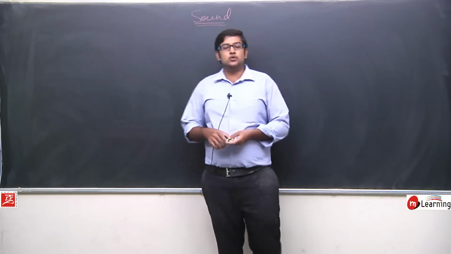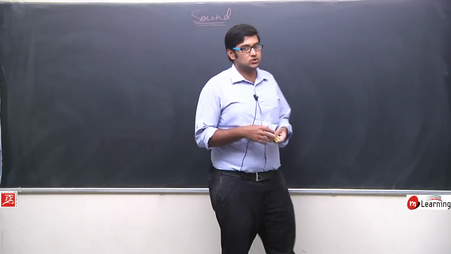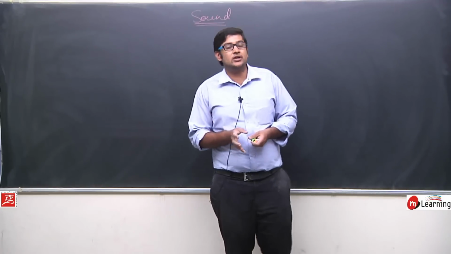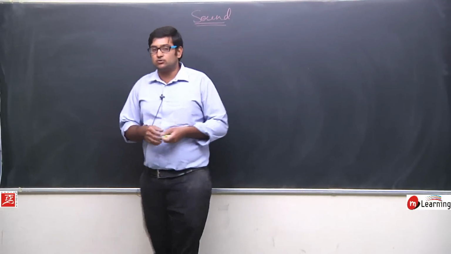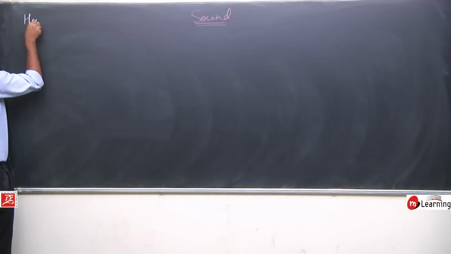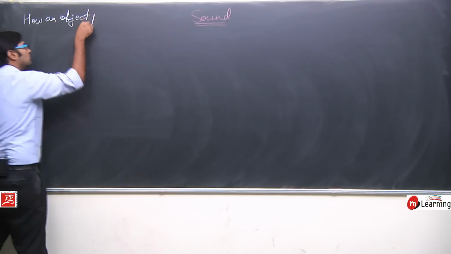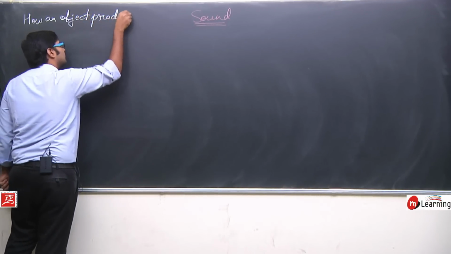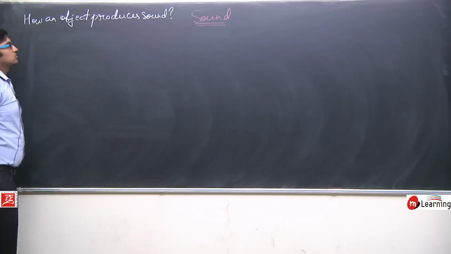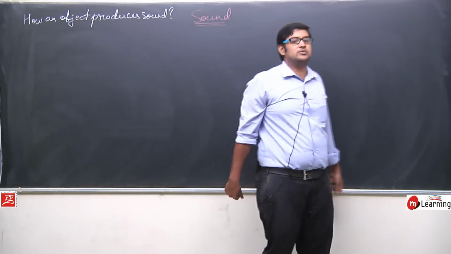Okay, so we understood what is sound, and we said that the instrument which is producing sound is known as the source of the sound. We have a question in our mind: how can some instrument or some object produce sound? So let's try to answer this question, how sound is produced through an instrument or through an object.